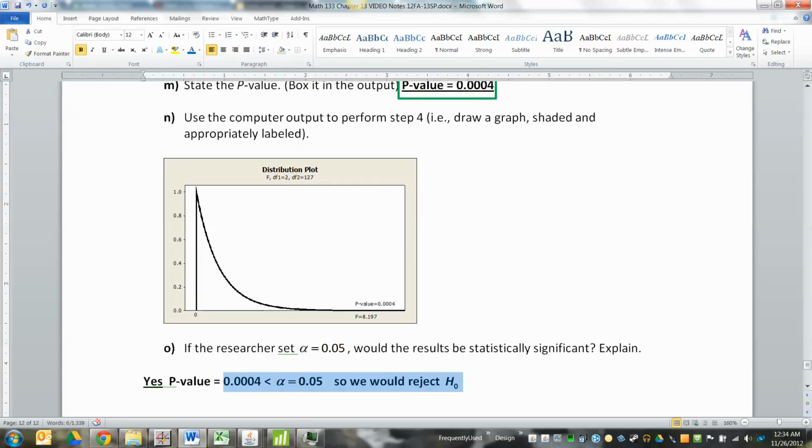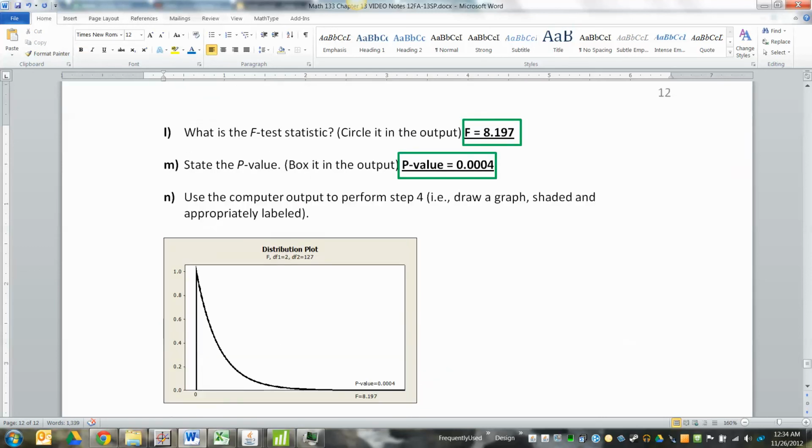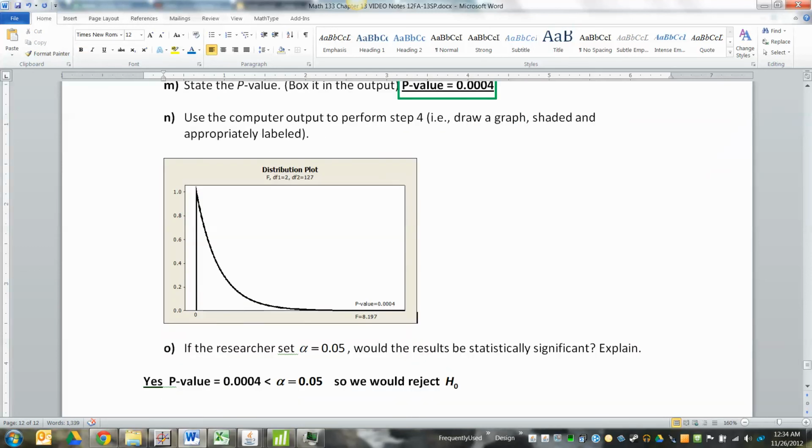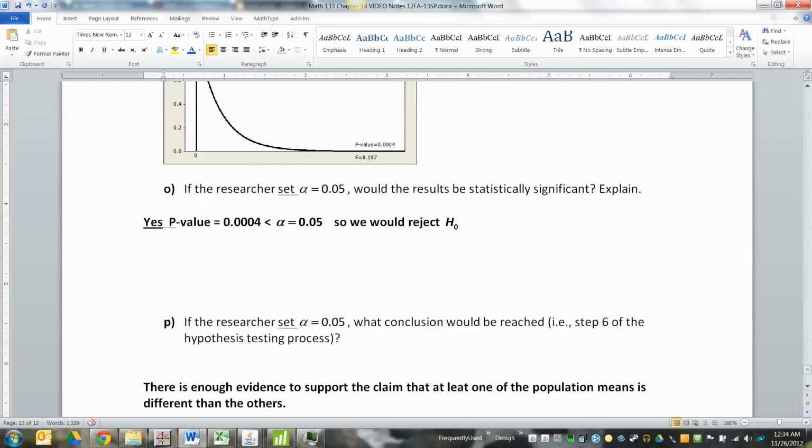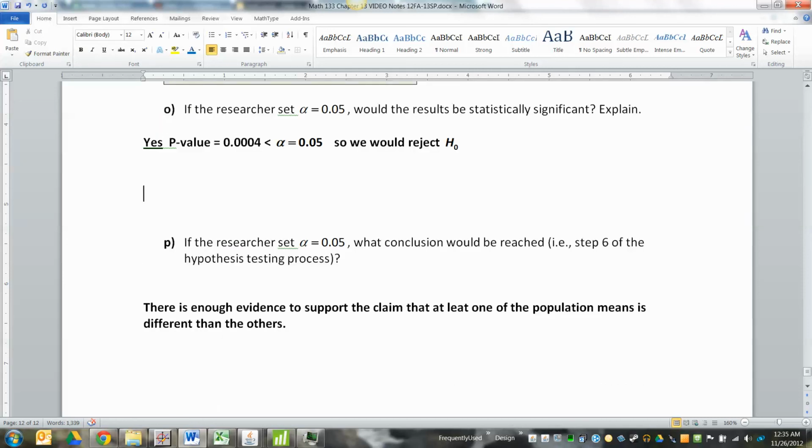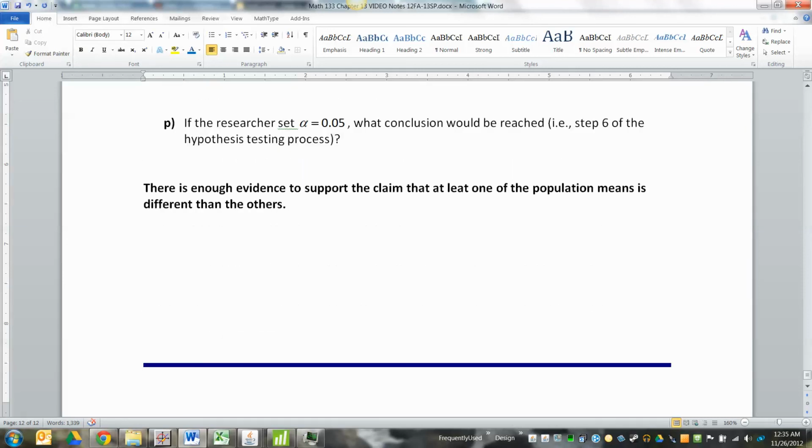In the meantime, you just draw kind of a very badly right-skewed distribution. That's your F distribution. You put 8.197 and label the p-value 0.0004 above it. And you'd say, yep, our p-value is that small, which is less than alpha, so we are definitely going to reject the null hypothesis. That means that there was enough evidence to support the claim that at least one of those population means is different from the others.